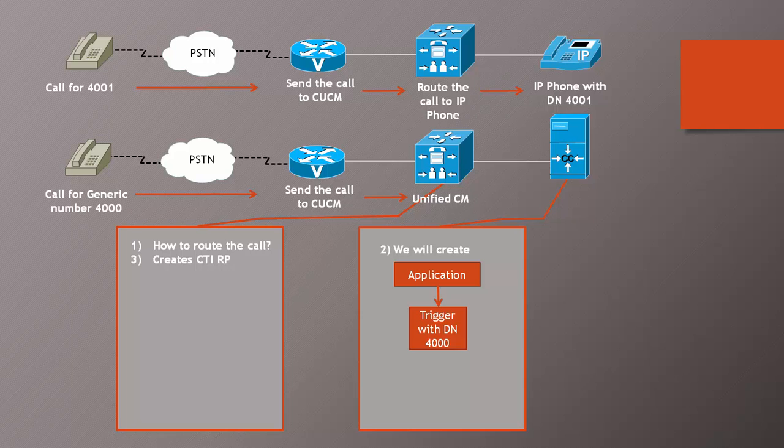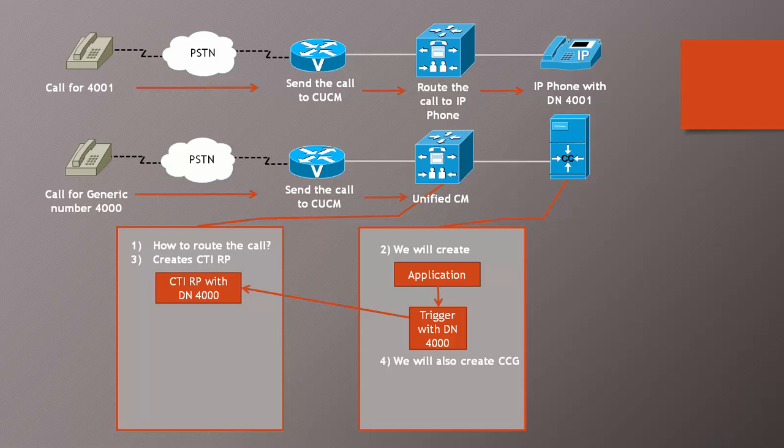When we do that, Unified CCX contacts Unified CM and creates a CTI route point with DN 4000. So now Unified CM knows how to route the call for 4000, because it has a CTI route point that is registered with Unified CCX. So whenever it receives a call for 4000, it will hand off that call, or send a route request, to Unified CCX. We'll discuss more about the exact call flow, or the exact messages flowing between Unified CM and CCX, in the next section.